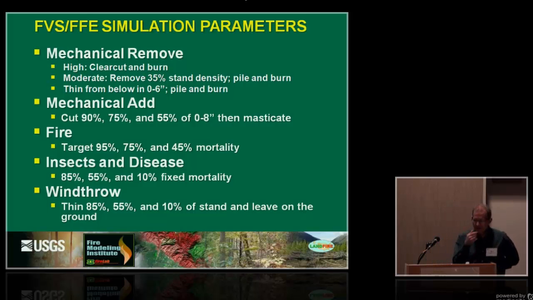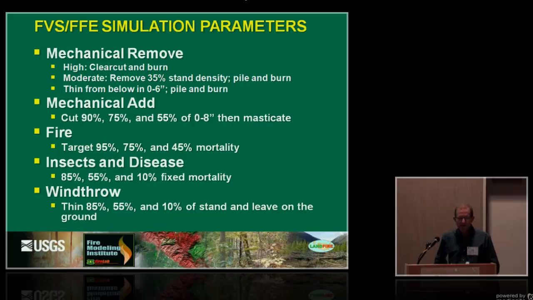This is some of the specifics. These simulation parameters were actually designed by Charlie and Tobin. For our mechanical remove on high, we simulated a clear cut and burn. This is the specific KCP file level information we had to give FVS. Moderate mechanical remove was a 35% removal with a pile and burn, and then the low was a thin from below, and the 0 to 6 in a pile and burn. Mechanical add, from high, moderate, low, we went 90, 75, and 55 with a 0 to 8 inch material, and then just masticated. So then in FVS, we can say, well, what EDC, EDH do we end up after every one of those?